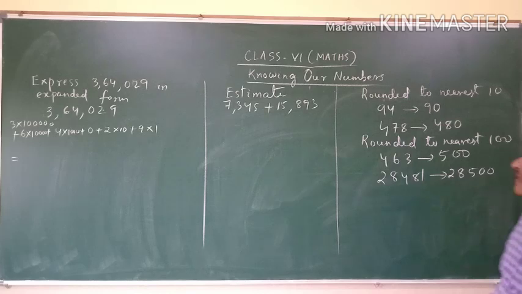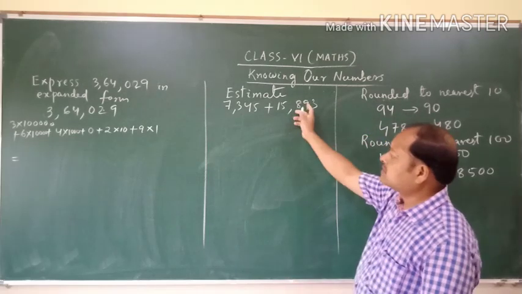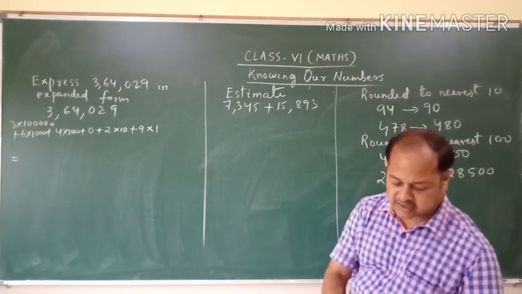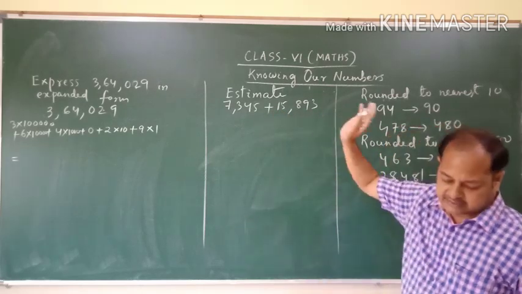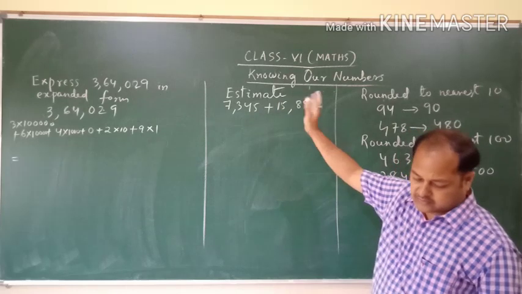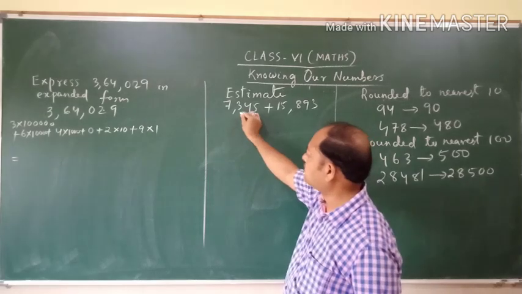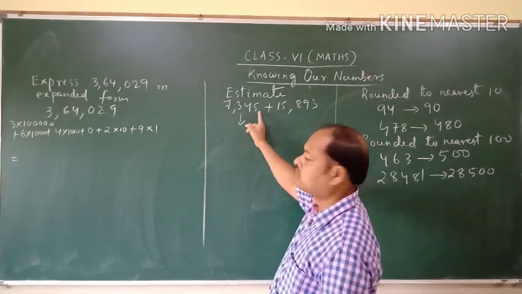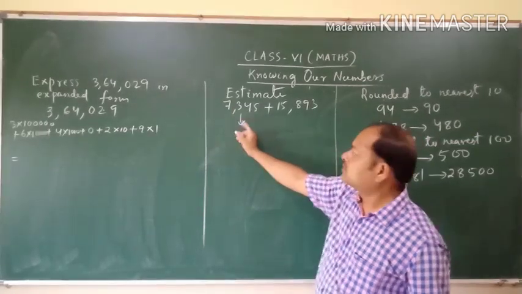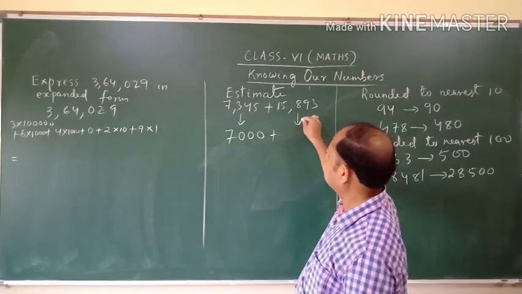Okay. Now come to the estimate part. In the estimate part, two numbers are estimated. Estimate 7,345 plus 15,893. Look at the first number, 7,345. First we make it rounded. After 7, 3 is there and 3 is less than 5. So it is rounded to 7,000 plus, and then this number.